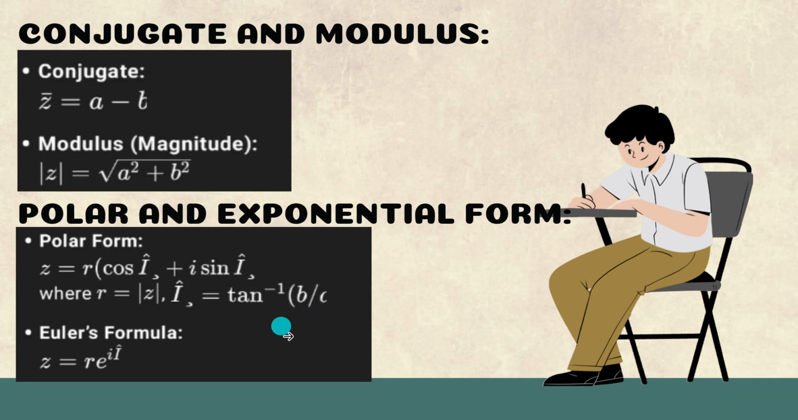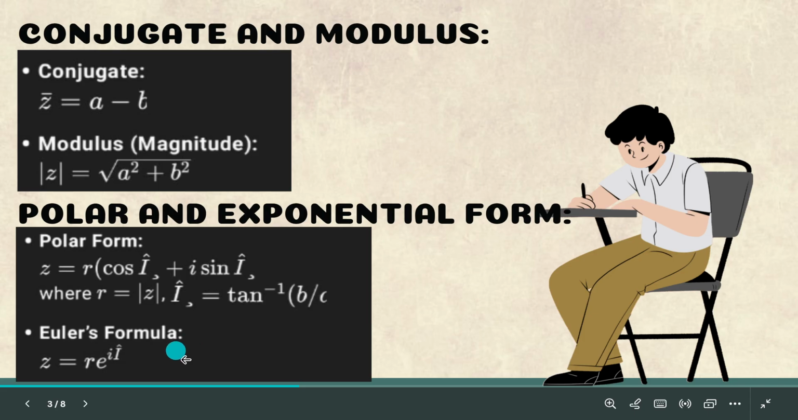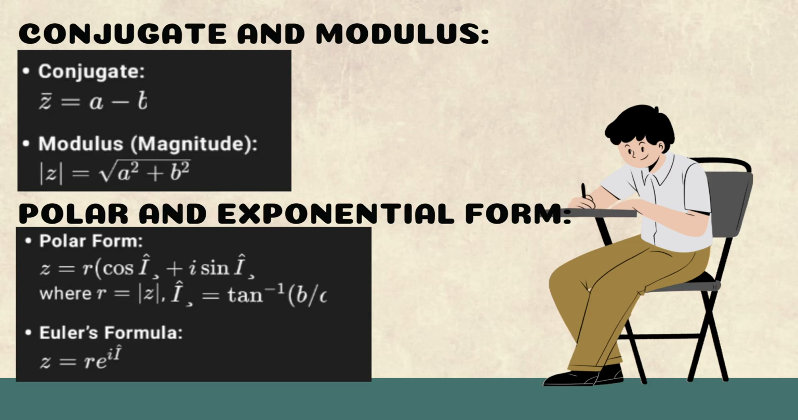Then we have Euler's formula, which gives us the exponential form of complex numbers. This connects the complex number to the exponential function, where z equals r e raised to i theta.